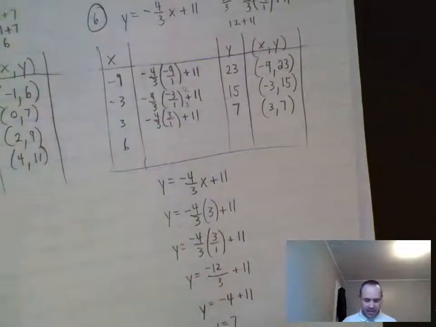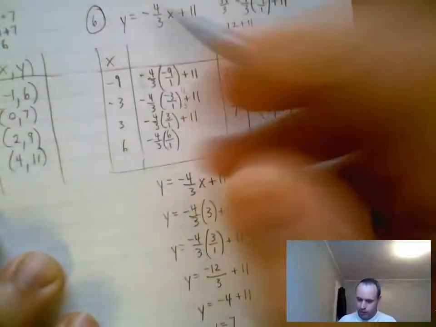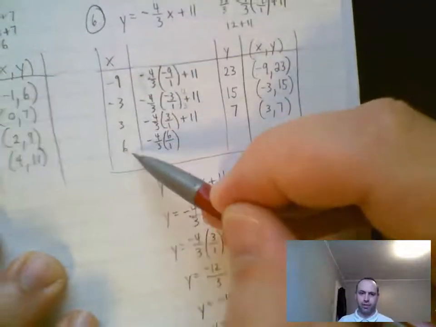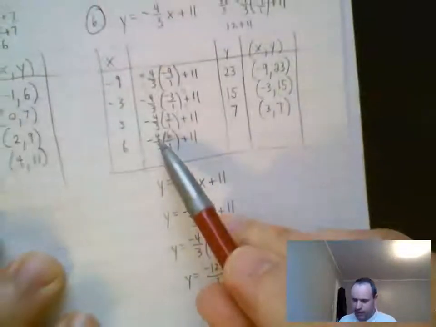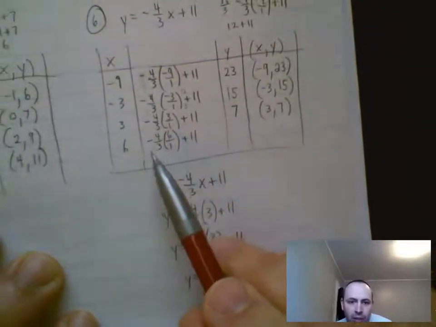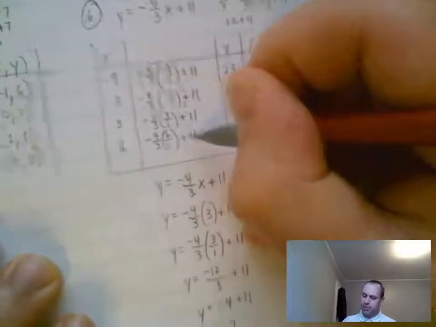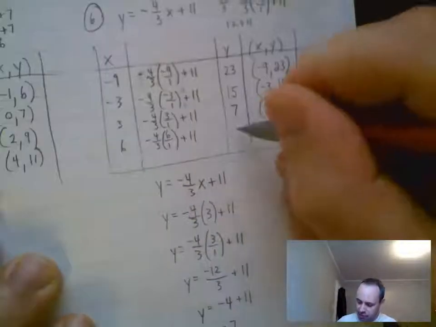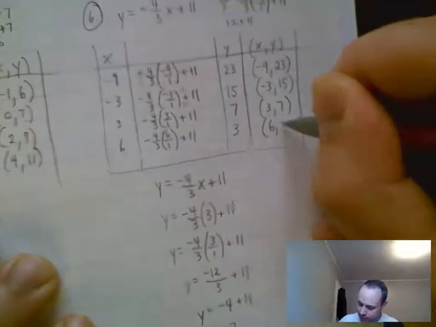And then for number 6, I'm sorry, I guess it is number 6 too, but for this number 6 for x, the -4 times the 6 gives us -24 over 3. So that's going to be -8 plus 11. -8 plus 11 is positive 3. So we're going to have 6, 3.